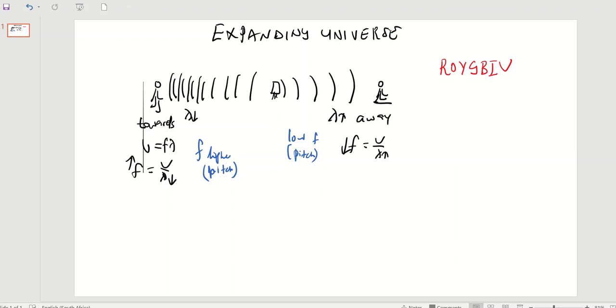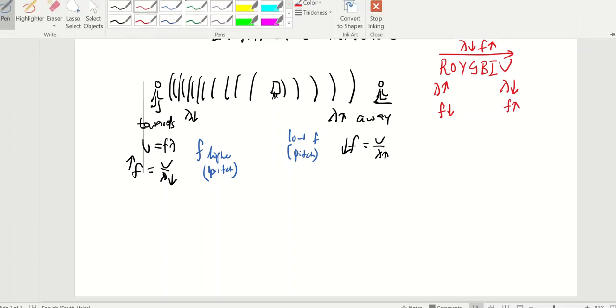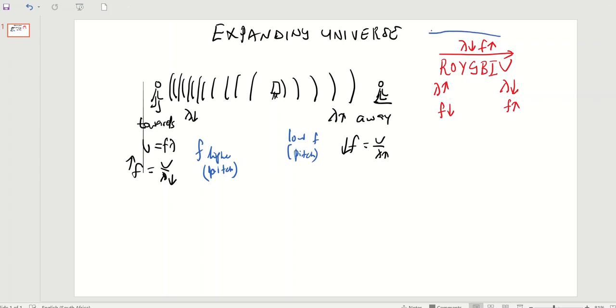Alright. Then, you would understand that from red, you'd have the longest wavelength. Then on the side of violet, you'd have the shortest wavelength. So meaning, on this right side, the frequency is very low. On that side, on the violet side, the frequency is very high. So in other words, as you go from red to violet, wavelength decreases and frequency increases. So when you move from violet to red, wavelength increases, frequency decreases.